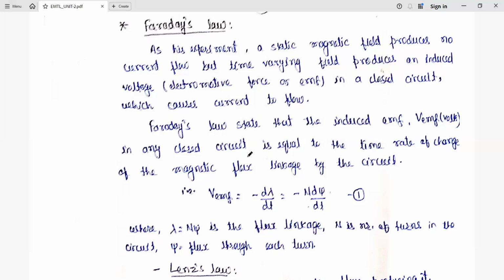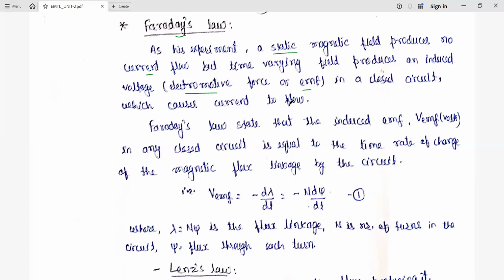Okay. So now first we have discussion. In case of a static magnetic field, it produces no current flow. So as per Faraday's experiment, what was his observation? That a static magnetic field is not going to produce any current flow, but a time varying field induces the voltage. So that induced voltage is called electromotive force or EMF.